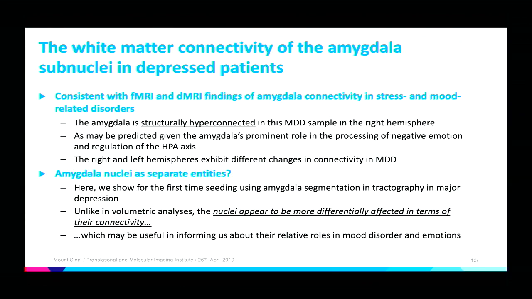When we look at the amygdala nuclei as separate entities, we show for the first time that the nuclei actually appear to be differentially affected in terms of their connectivity, which might be really useful in the future for informing us about their relative roles in mood disorder and emotion.